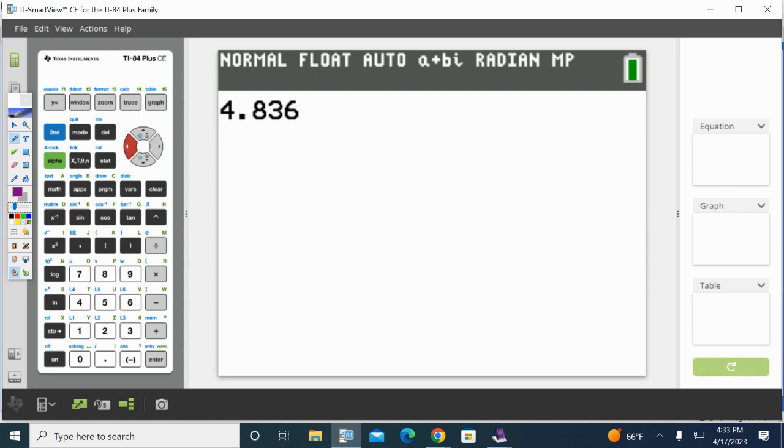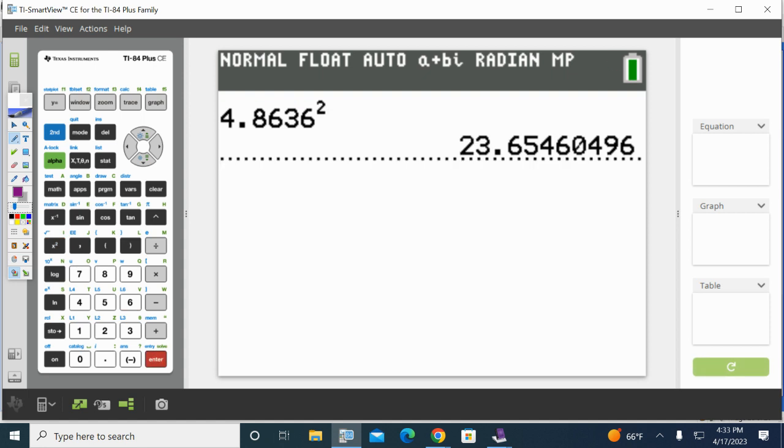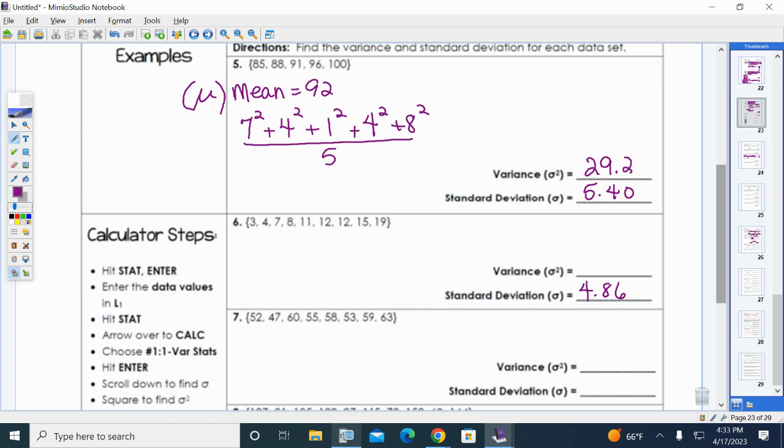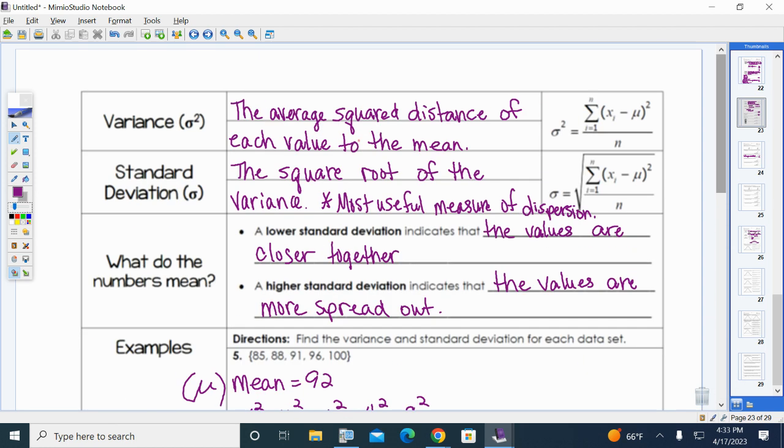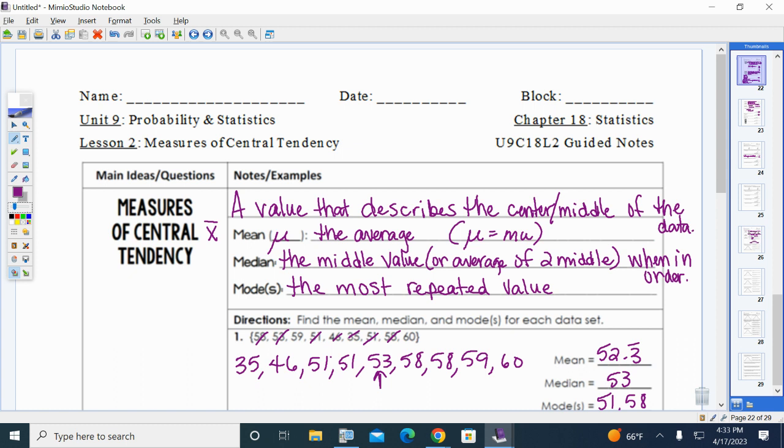And then I'm going to square that to get 23.65 for the variance. And that is how we use our graphing calculator, or again, if you prefer to use the by hand method for finding your measures of central tendency as well as your measures of variation.